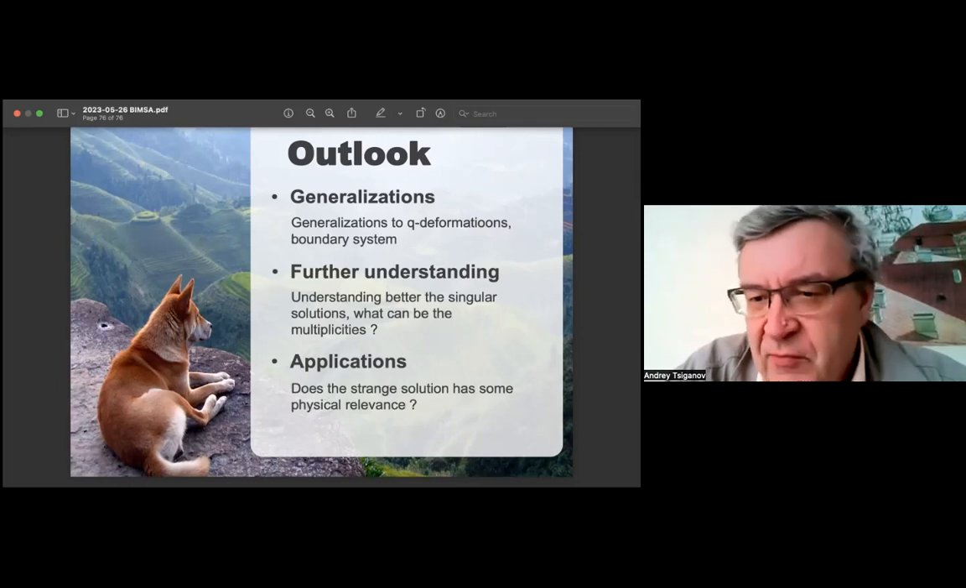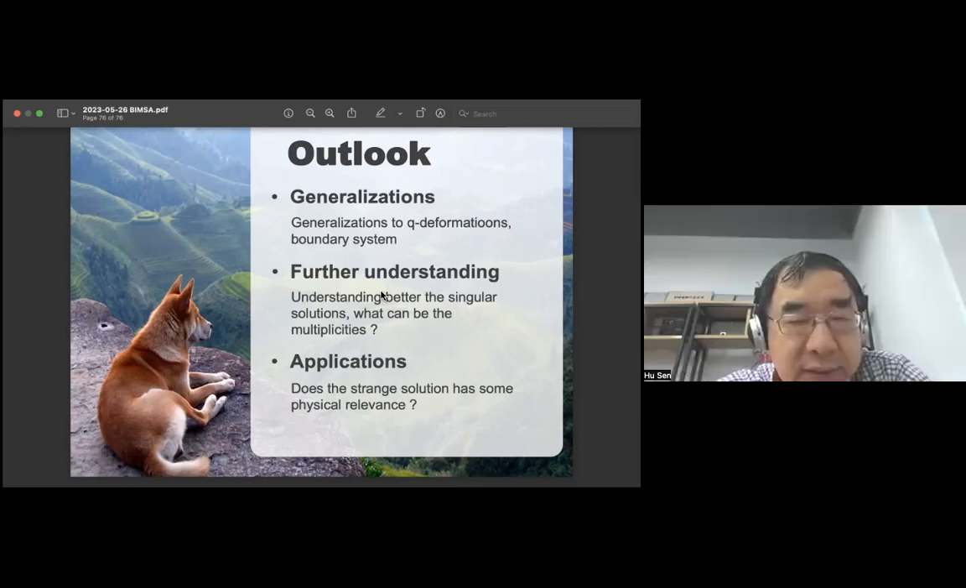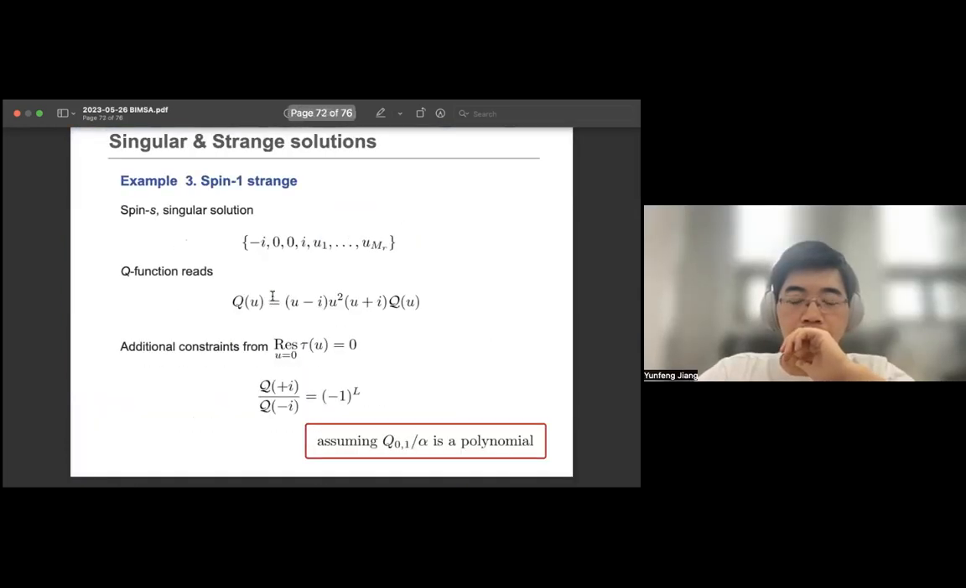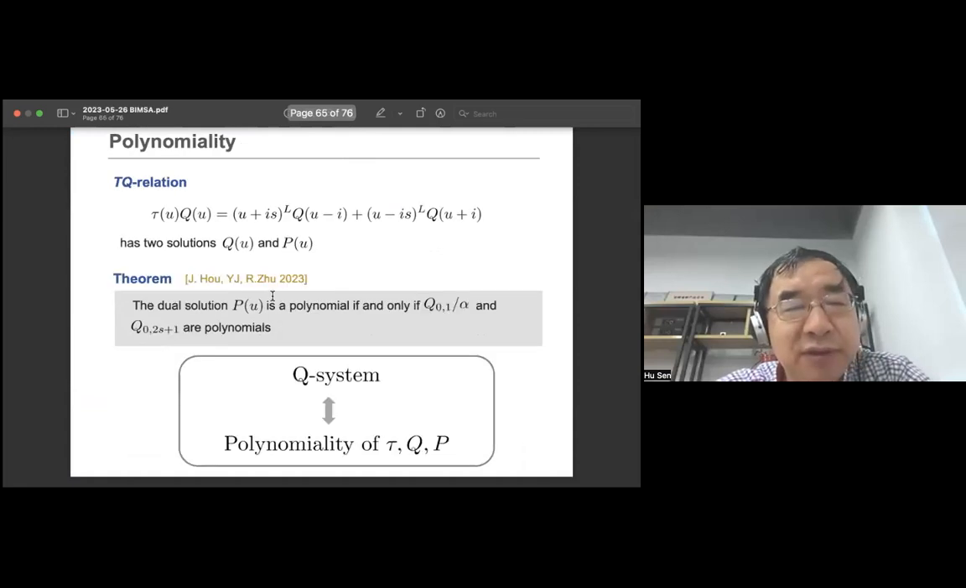Dima, maybe you? Yes. Okay. So for the Q system, do the Qs have some physical meaning? You have this Q attached to the Young tableau. Does it have some physical meaning?